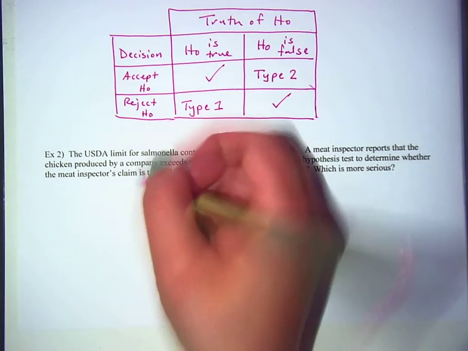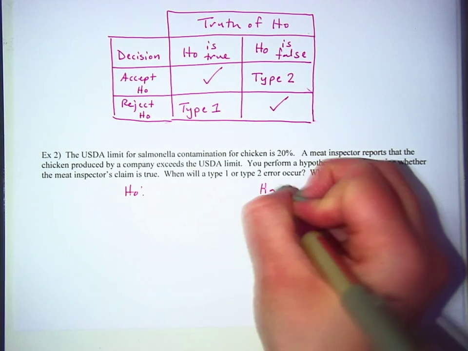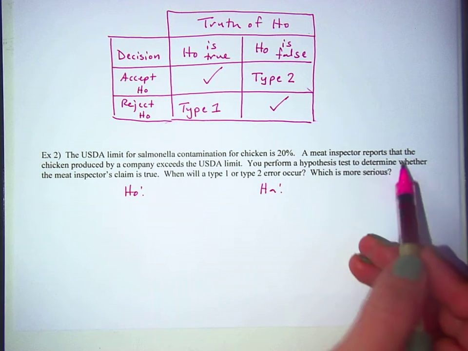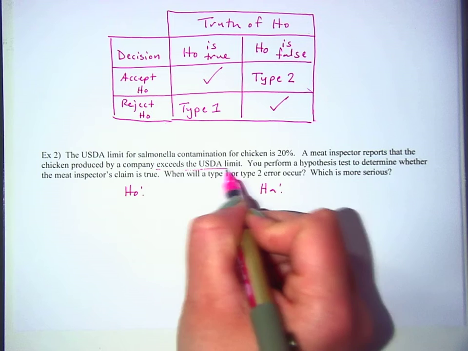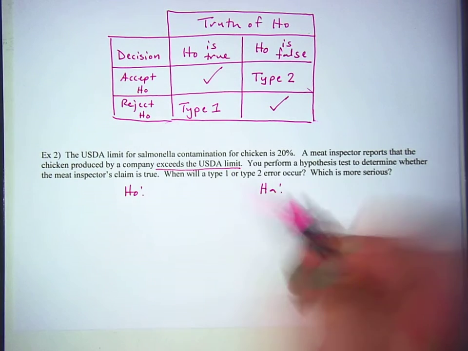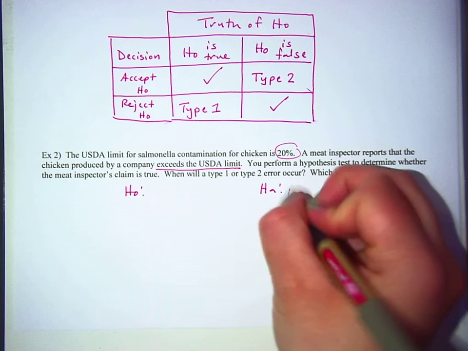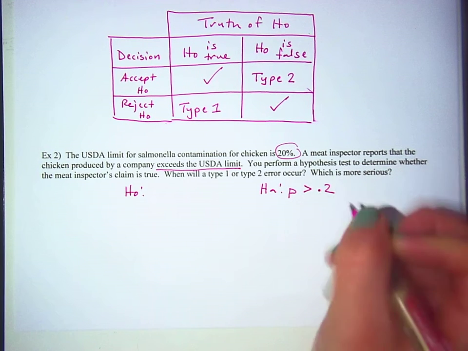Okay, so let's quickly write down a null and an alternative hypothesis here. The null hypothesis says that they're claiming that the chicken exceeds the limit. Exceeds is greater than, so I'm going to put that over here, and it's a proportion. So P is greater than 20%, and that's the claim.